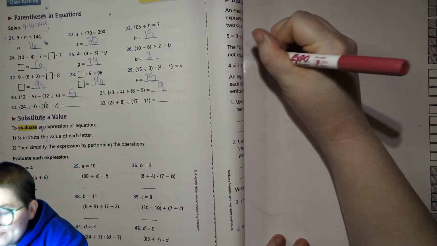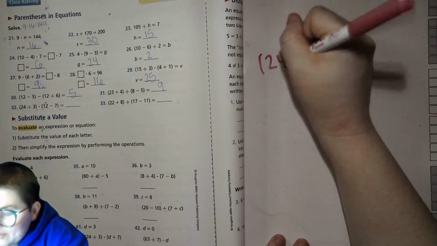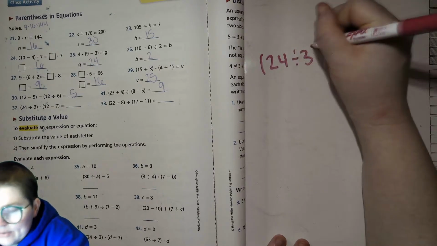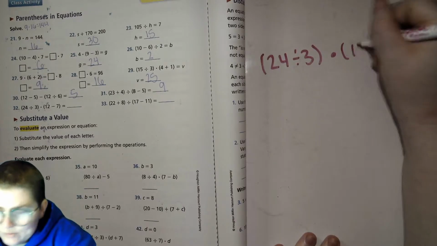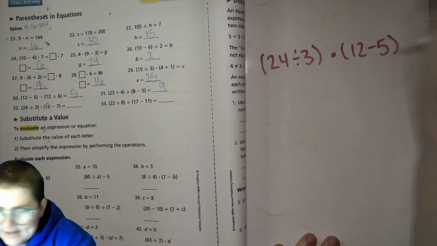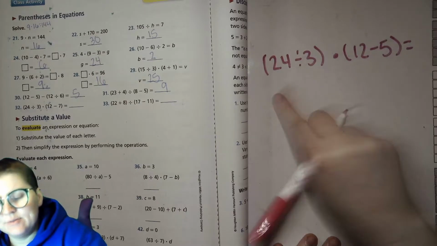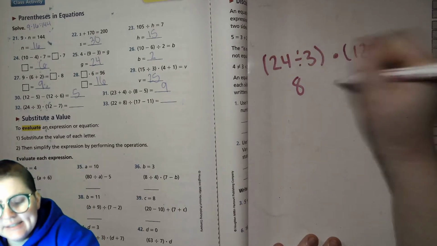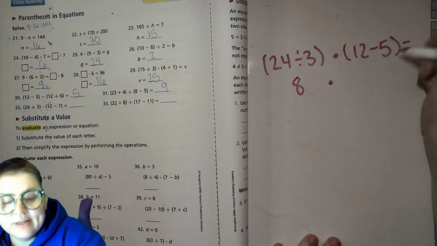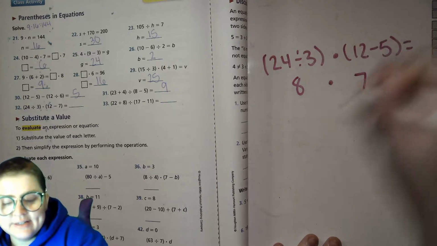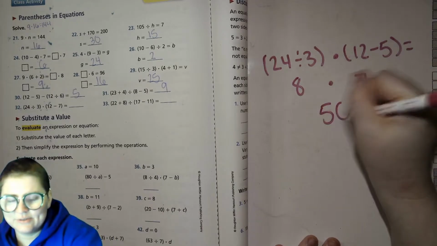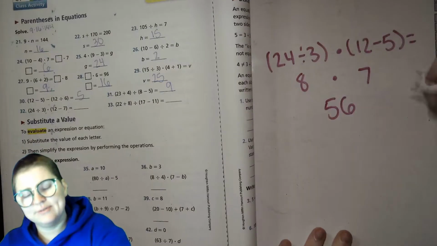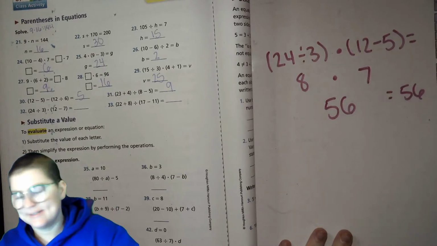Number 32. 24 divided by 3, close parentheses, multiply by, parentheses, 12 minus 5. Okay, 24 divided by 3 is 8, multiplied by 12 minus 5, which is 7. 8 times 7 is 56. You got it. So the answer is 56.